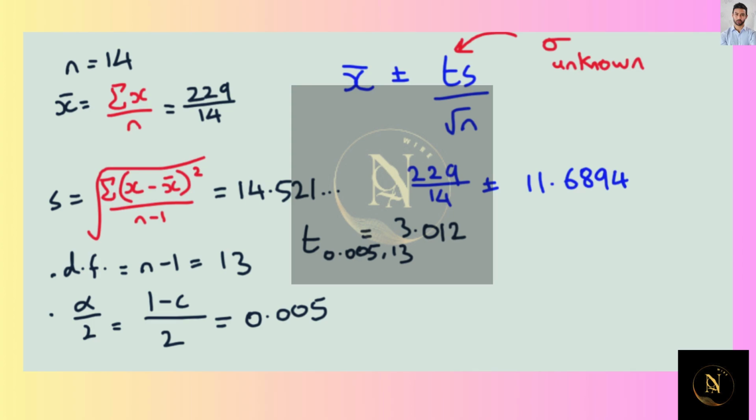Now, if I subtract that away from the point estimate, I get the lower bound of my interval, 4.67. If I add it onto my point estimate, I get the upper bound, 28.05. And there is our confidence interval for the population mean. We are 99% confident the population mean is in that interval.